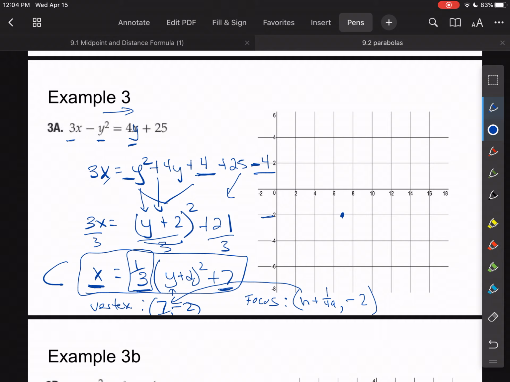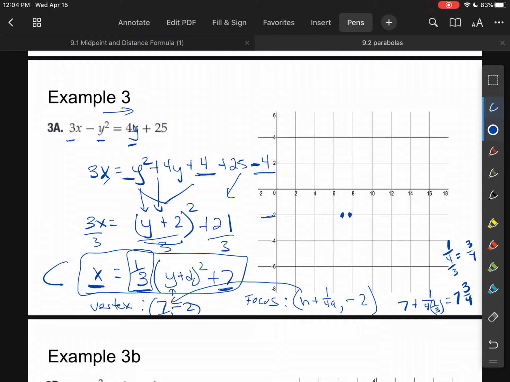So I'm going to just plug in what I know. Okay, so the h value is 7. So 7 plus 1/4 times 1/3 equals 1/4 thirds, which is the same thing as 3/4, right? You'd flip it and multiply. So it's 7 plus 3/4, which is 7 3/4. Okay, so my focus is at 7 3/4, -2, which is somewhere right in here.